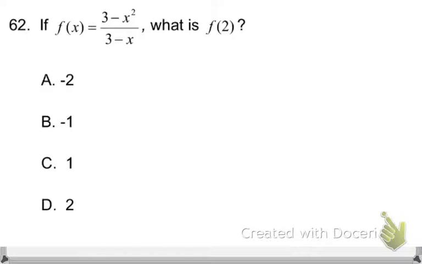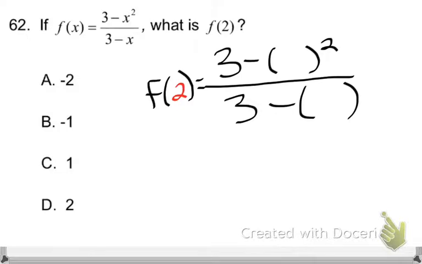Okay, so when they tell you f of 2, they're telling you to plug in 2 into x's spot. So go ahead and get it set up, and I suggest you use parentheses to be cautious. And now put a 2 into its spot. Now follow the order of operations.